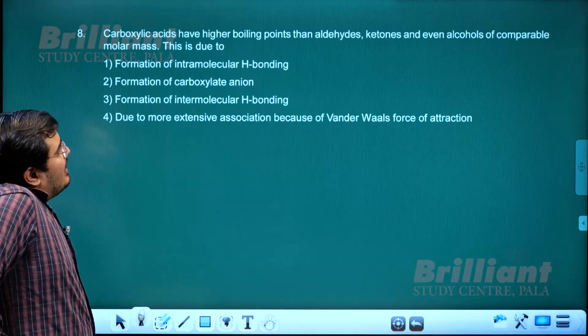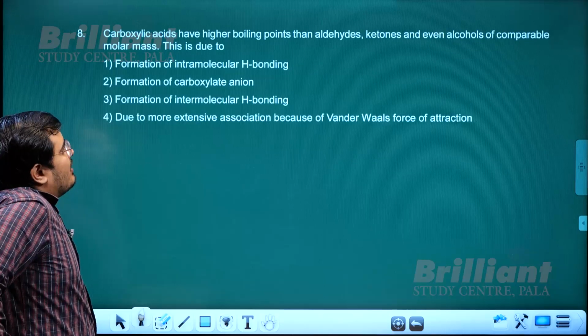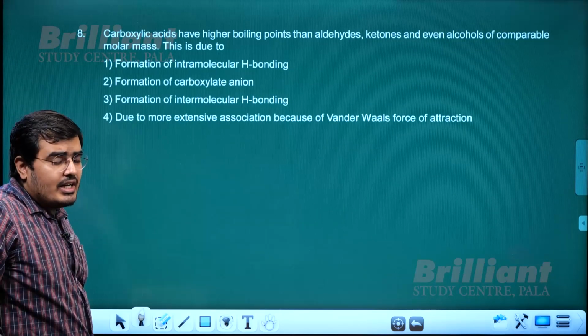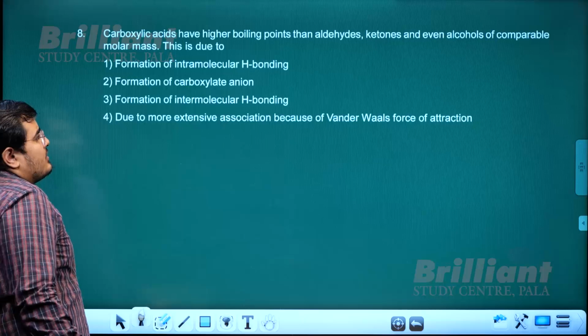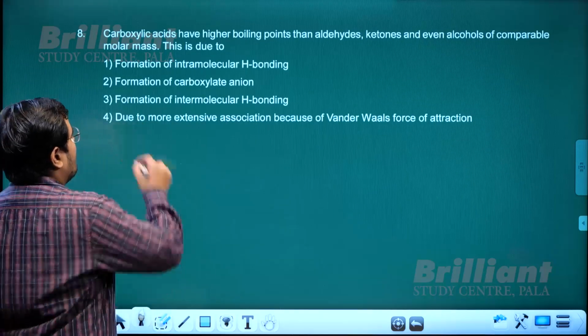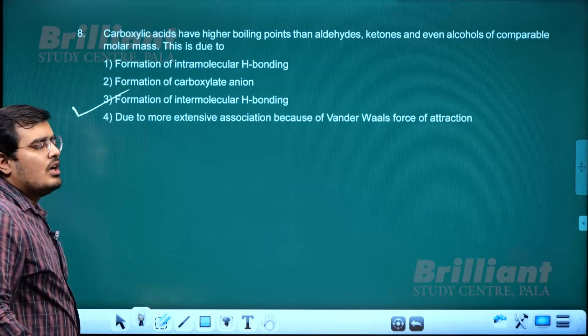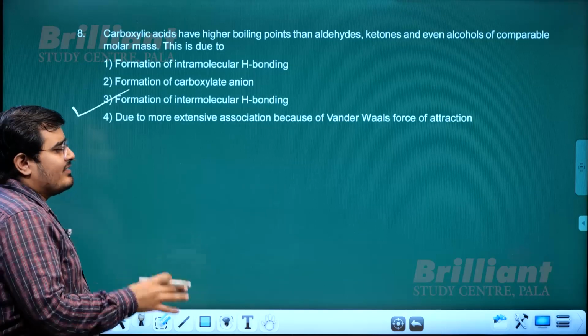Carboxylic acids have higher boiling points than aldehydes, ketones and even alcohols of comparable molar mass, a statement directly from NCERT, and this is due to the formation of intermolecular hydrogen bonding. So the answer is formation of intermolecular hydrogen bonding, a question directly out of NCERT.